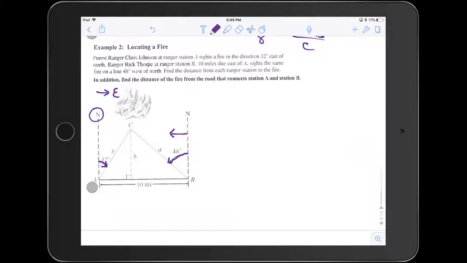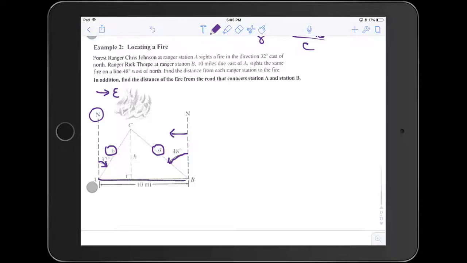Okay, it says, in addition, find the distance of each ranger station to the fire. So we want to know this length right here, length B. We want to know the length of side A, but it also says, in addition, find the distance of the fire from the road that connects the stations.